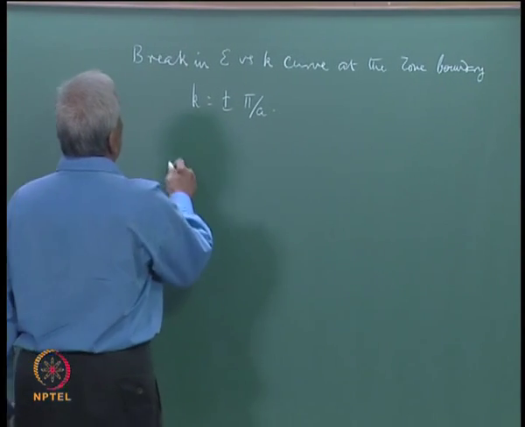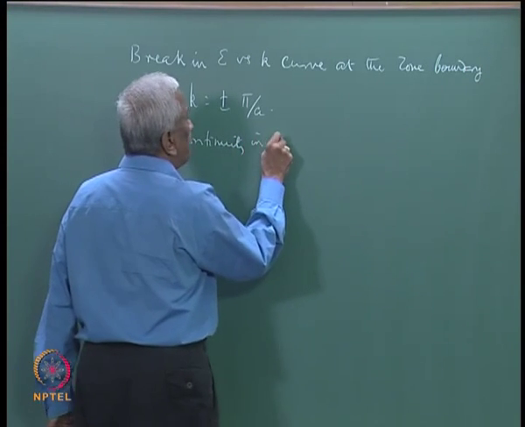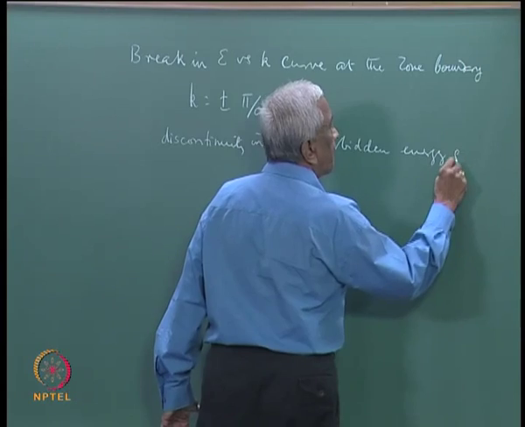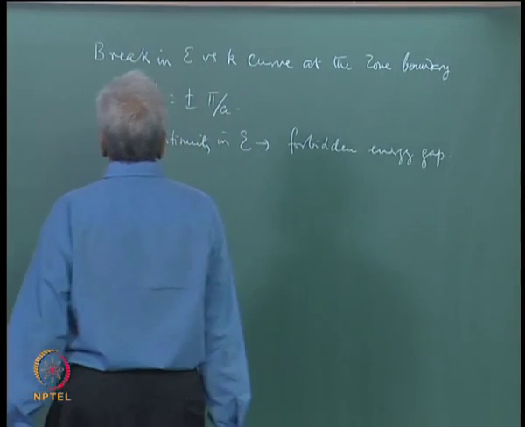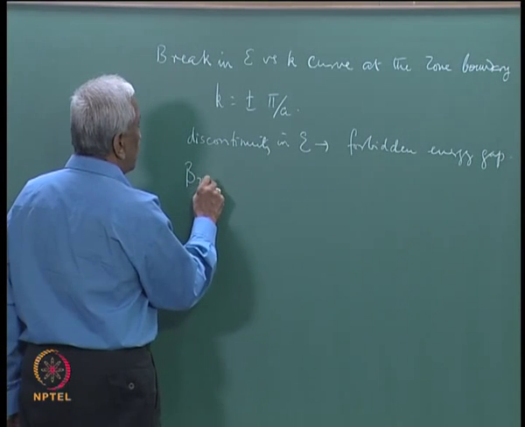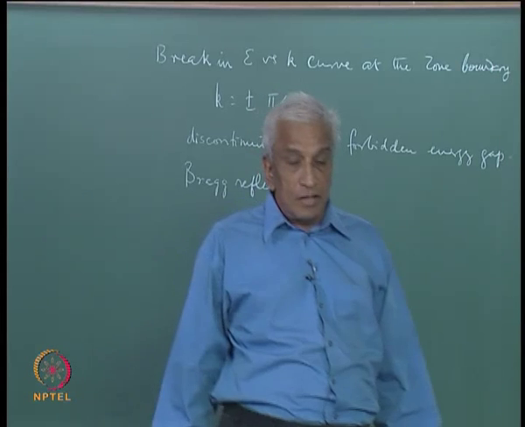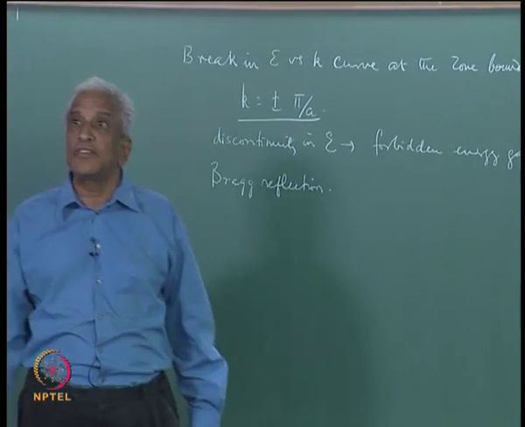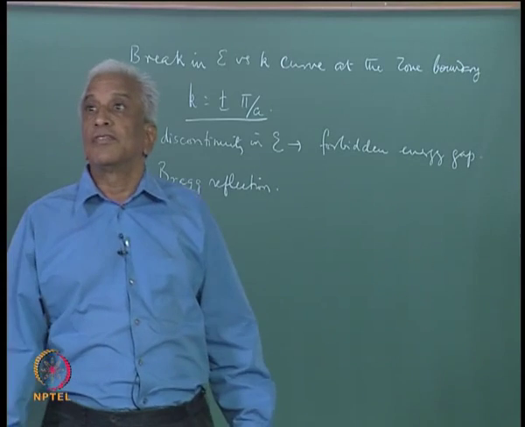These give you a discontinuity in E which corresponds to a forbidden energy gap. The existence of these forbidden zones may be interpreted as being due to Bragg reflection of the electron waves by the crystallographic planes. Now, what happens is these values of k at which these discontinuities occur may be shown to coincide with the condition for Bragg reflection or Bragg diffraction.